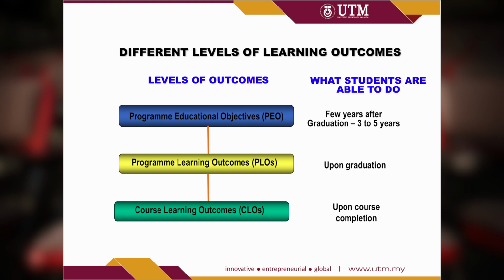These relate to the knowledge, skills, and behavior that the student acquires throughout the program. The Program Educational Objectives, or PEOs, are what students are expected to be able to do 3 to 5 years after graduation. These are specific goals consistent with the mission and vision of the university, describing expected achievements of graduates in their career and professional life.